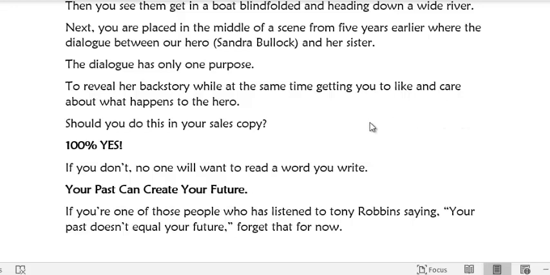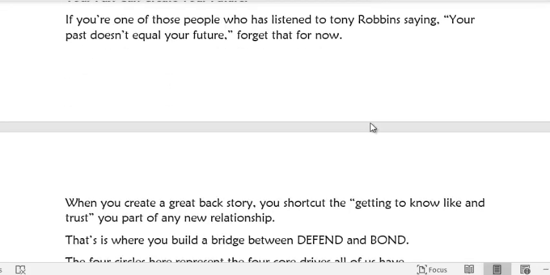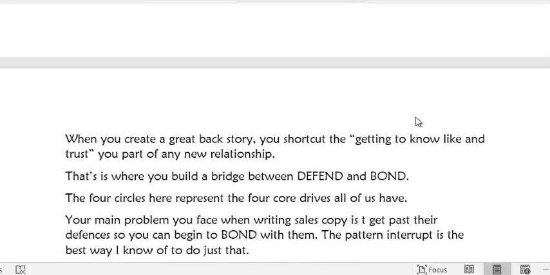Your past can create your future. If you're one of those people who listen to Tony Robbins saying your past doesn't equal your future, forget that for now. When you create a great backstory, it's your shortcut to the getting to know and like you and trust you part of any new relationship. This is where you build a bridge between defend and bond.